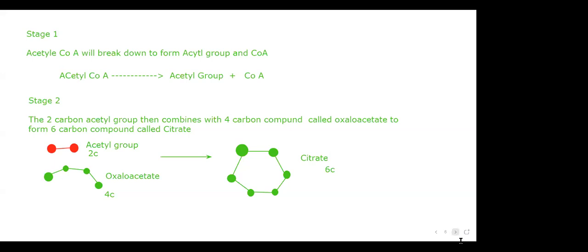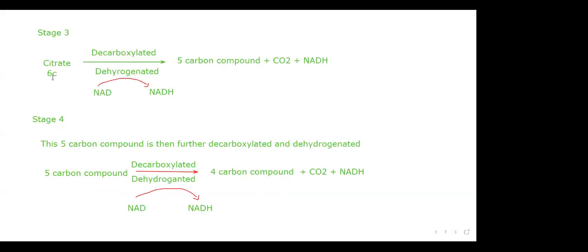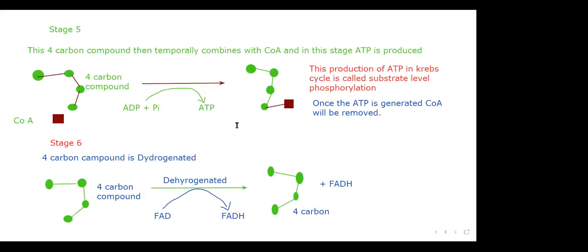Okay. Right. Then stage 3, you heard what I said. 6 carbon converted to 5 carbon, and carbon dioxide and NADH are produced. And then stage 4, the 5 carbon compound is further decarboxylated and dehydrogenated, forming a 4 carbon compound, carbon dioxide and NADH. Now it has turned to 4 carbon. Stage 5, the 4 carbon here, temporary binding of what? Coenzyme A. Temporary binding of coenzyme A produces an ATP. So that is called substrate phosphorylation.